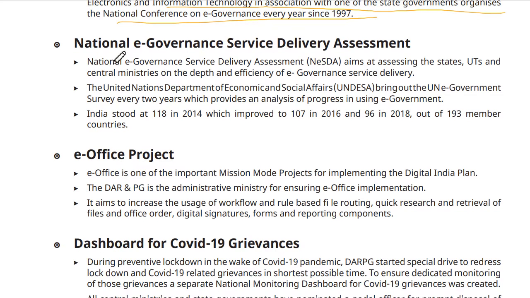National e-Governance Services Delivery Assessment. The National e-Governance Service Delivery Assessment aims at assessing the states, union territories and central ministries on the depth and efficiency of e-governance services delivery. The United Nations Department of Economic and Social Affairs brings out the United Nations E-Government Survey every 2 years, which provides an analysis of the progress in using e-government. India ranked 118 in 2014, which improved to 107 in 2016 and 96 in 2018 out of 193 member countries.